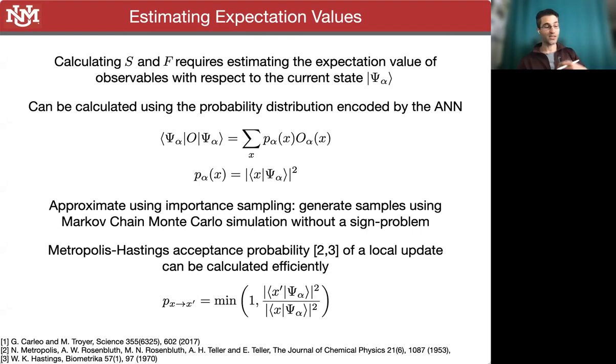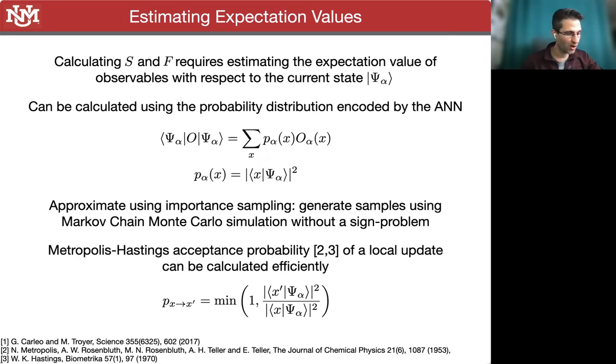Now, the key here is that you need to calculate this covariance matrix S and the force vector in order to do these updates, right? So you need to have a way to calculate these expectation values that go into S and F efficiently. And what we can do is calculate these using the probability distribution that's defined by the artificial neural network. And the way we're going to do this is we don't want to sum over all basis states, because that's going to be exponentially costly.